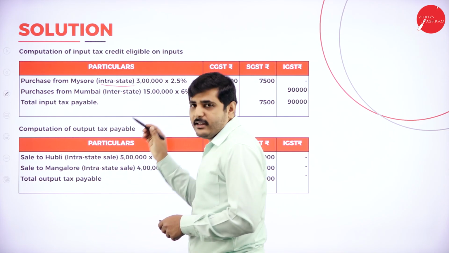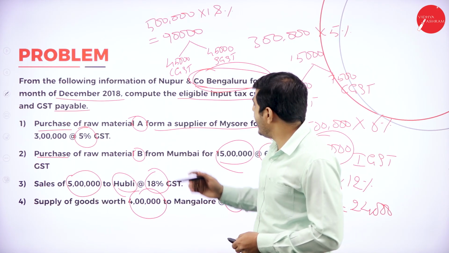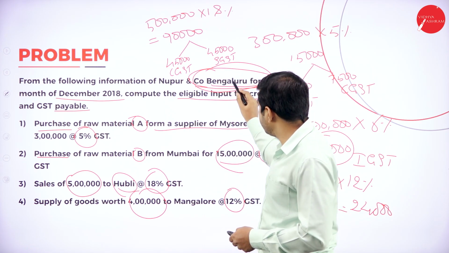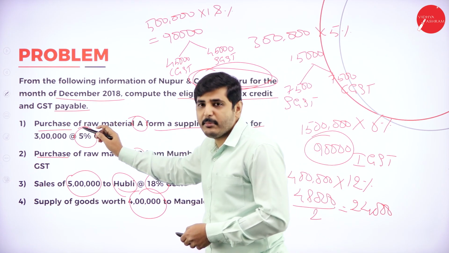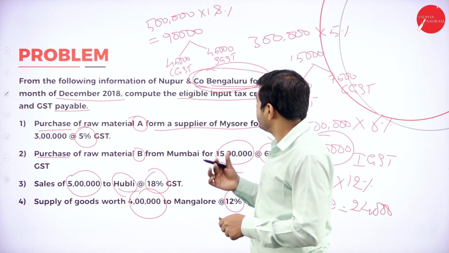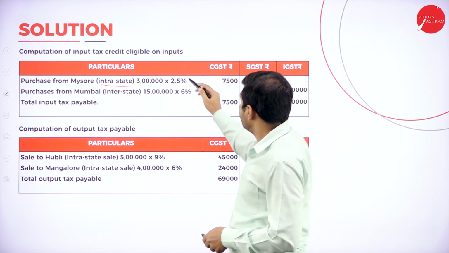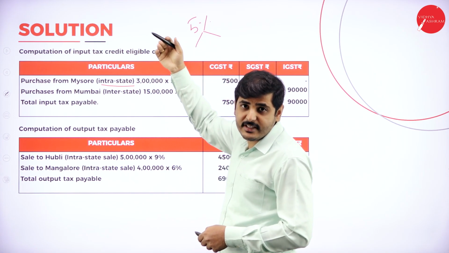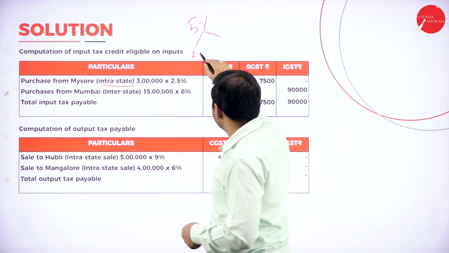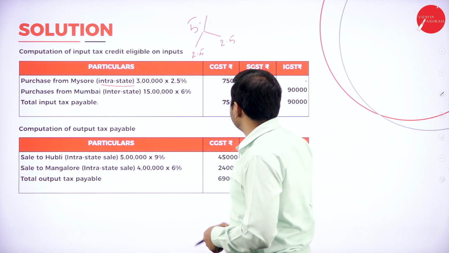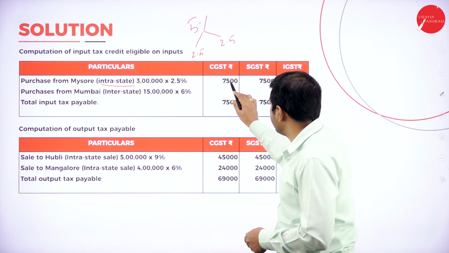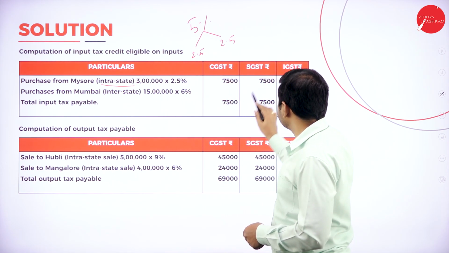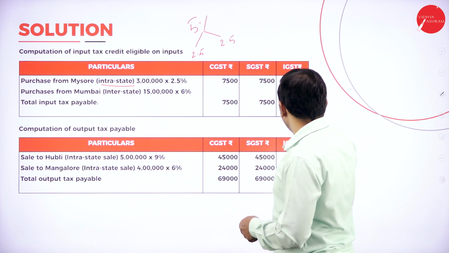It is intra-state. Intra-state means what? Within the state. Where is our head office? Bangalore. Where is our business? Business is in Bangalore. We are purchasing from Mysuru. Then it is intra-state supply. So intra-state means CGST, SGST. What is the total rate of tax? 5%. If it is divided between state and center, 2.5% CGST, 2.5% SGST here. That is 3 lakh into 2.5%, 7,500 SGST, and CGST again 3 lakh rupees into 2.5%. It is 7,500. So IGST nil.